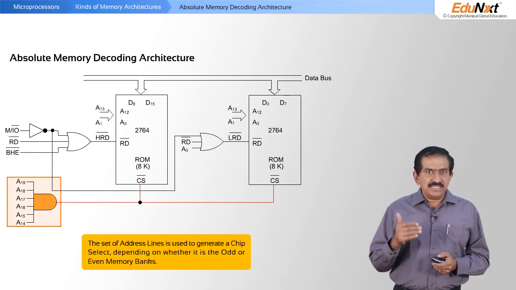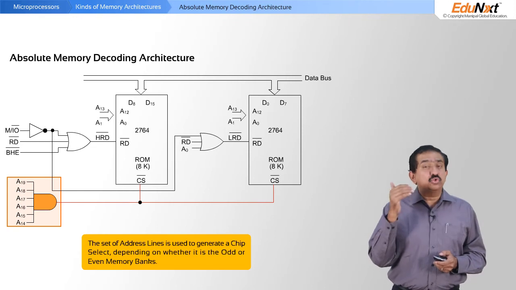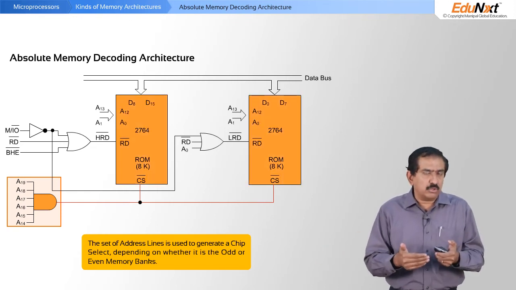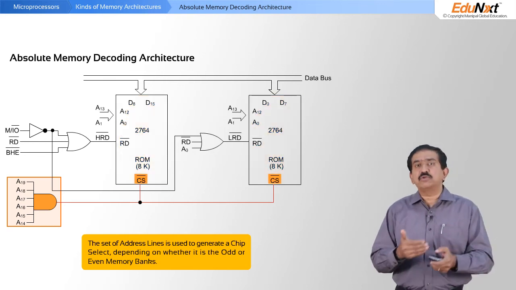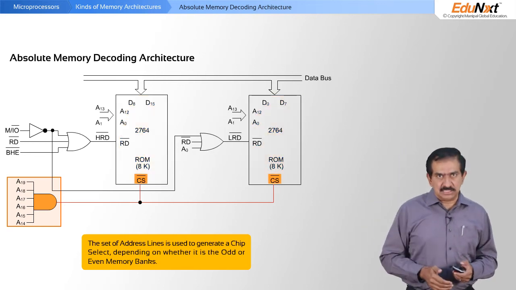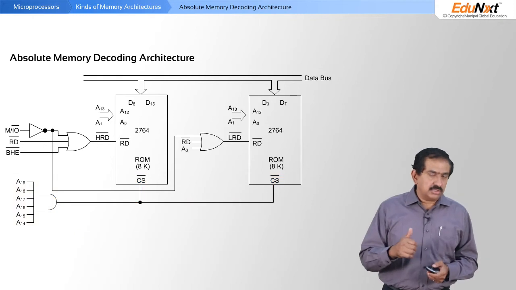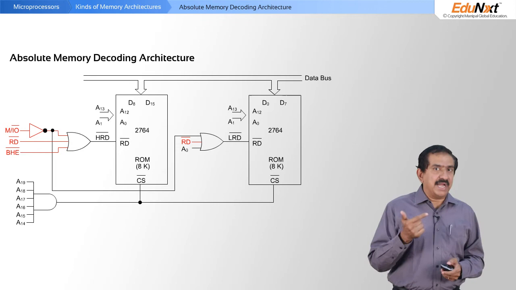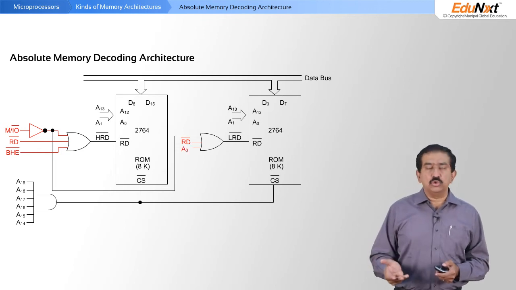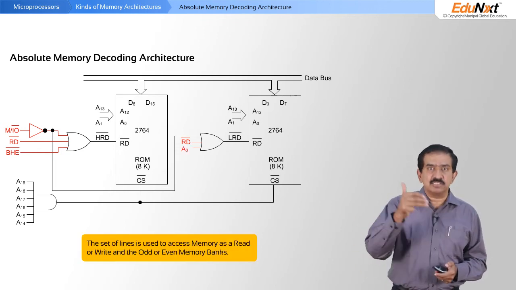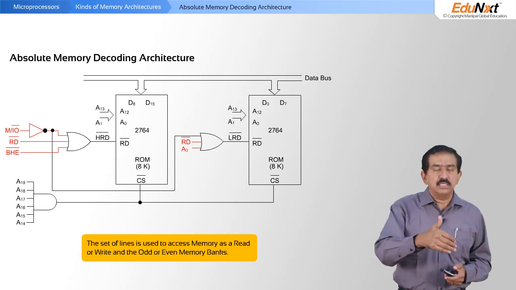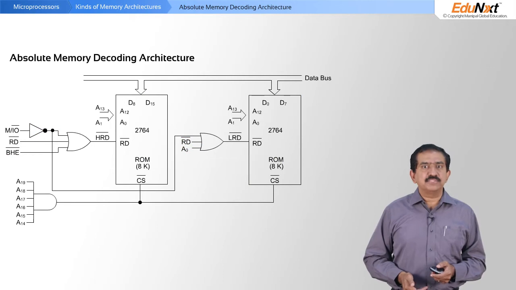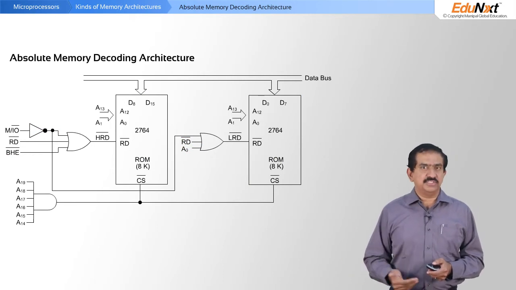The set of address lines A14 onwards is then used to generate a chip select. So depending on what you have chosen as the location of these memory banks, you have to appropriately program these address lines. In addition, M/IO bar, read bar, byte high enable bar and A0 are used to access memory as a read or a write and the odd or even memory banks. This is called absolute memory decoding architecture.